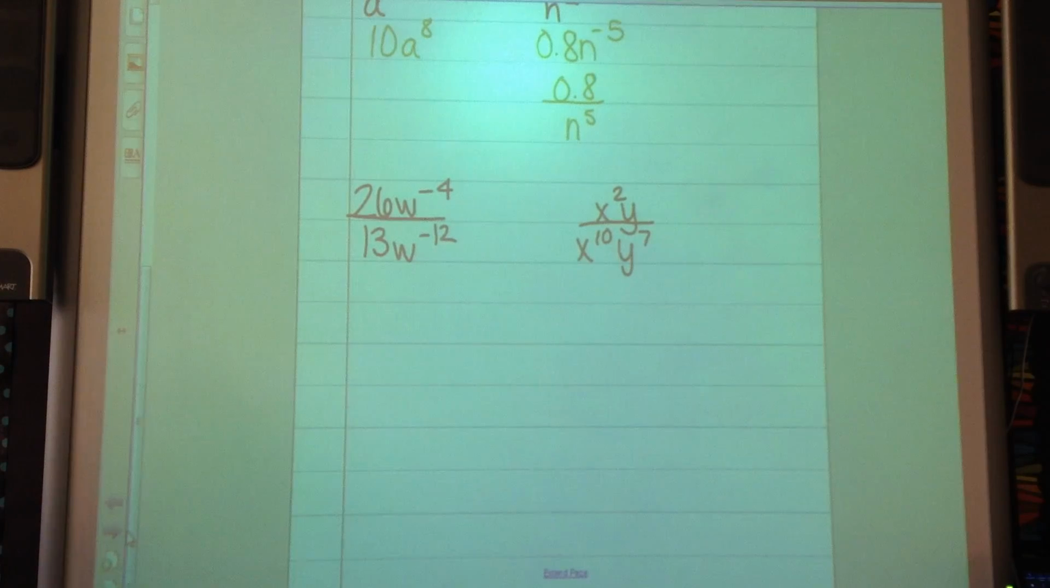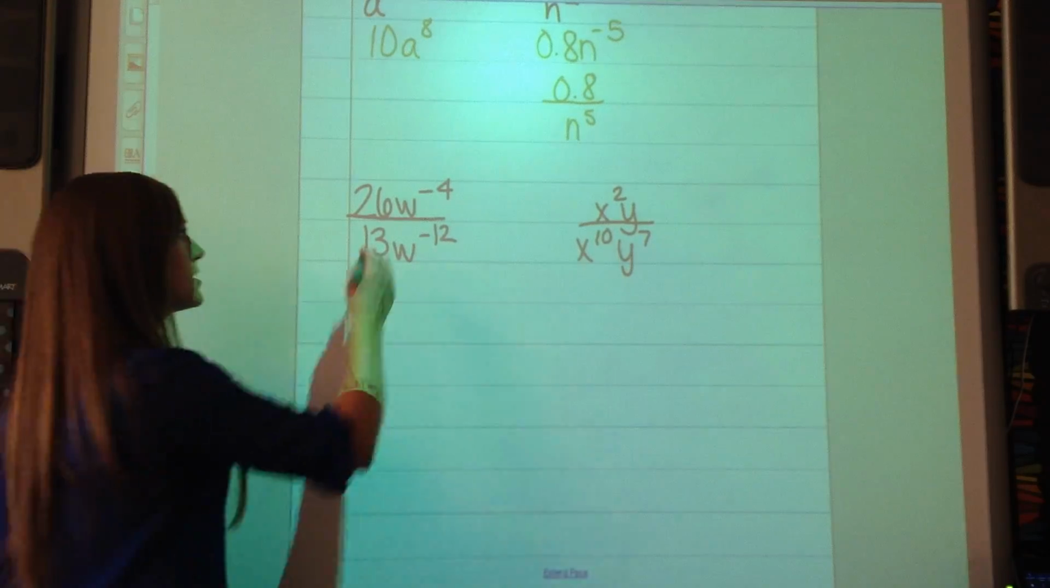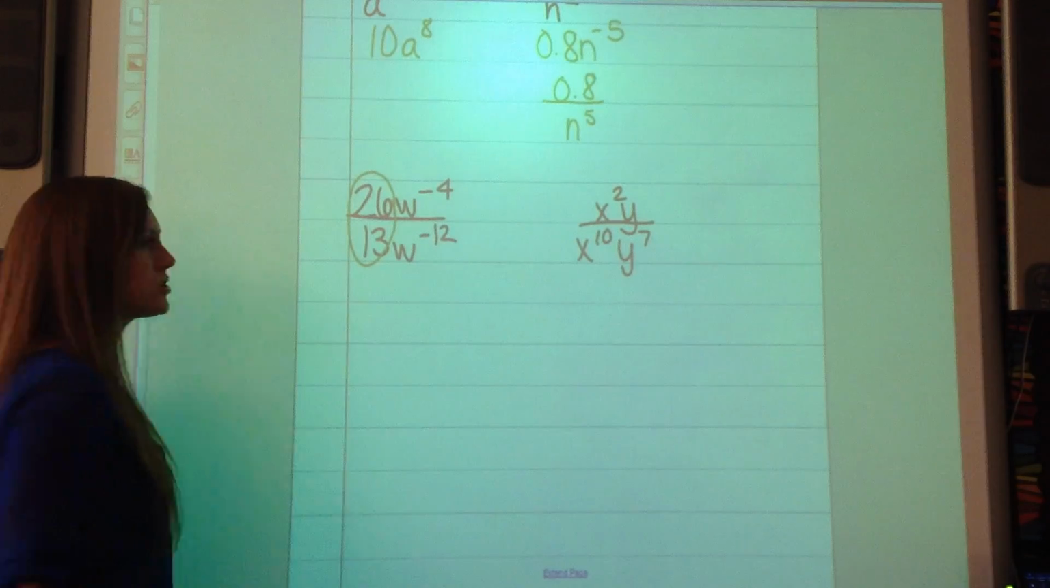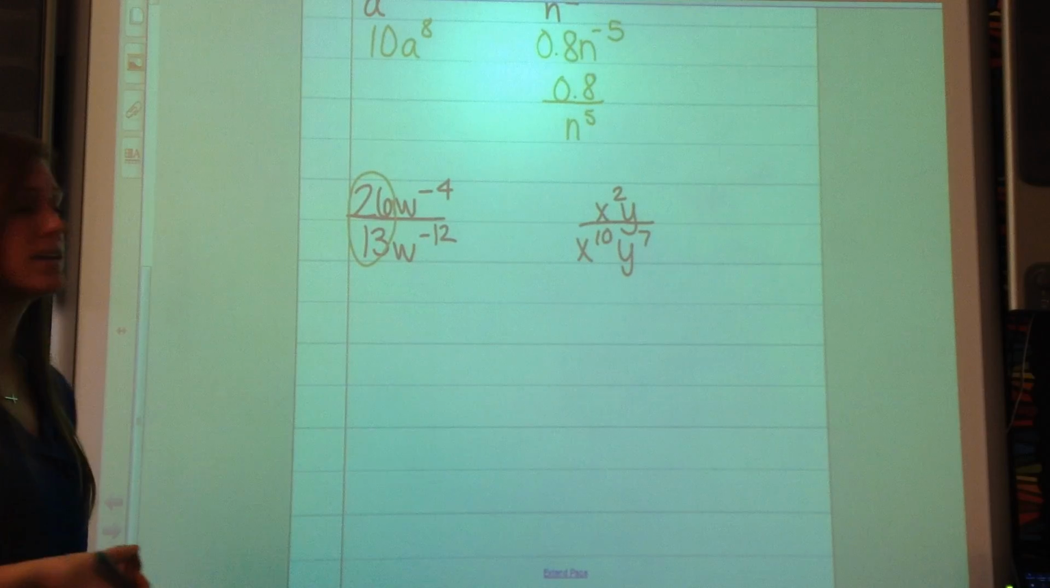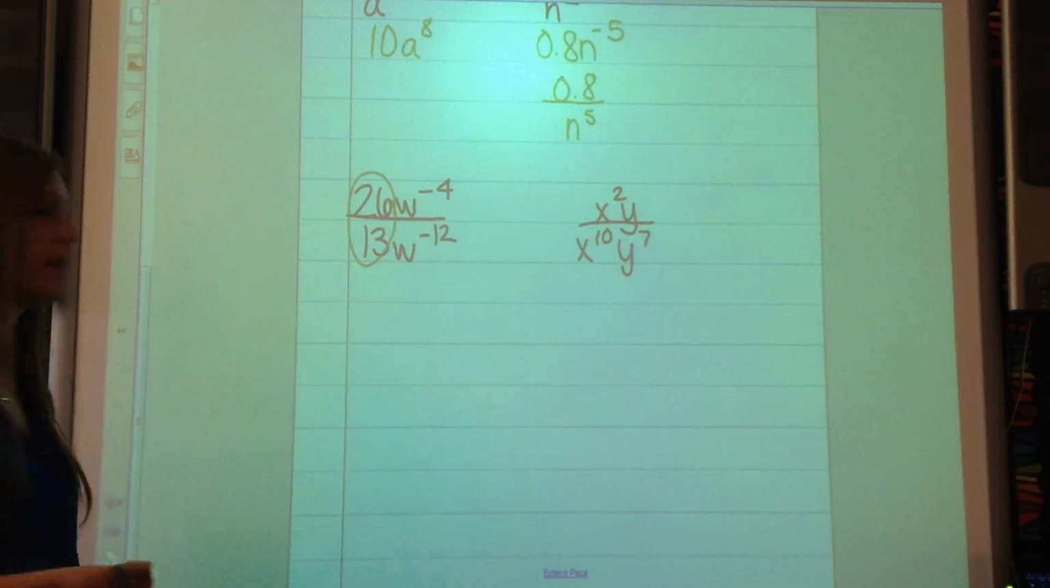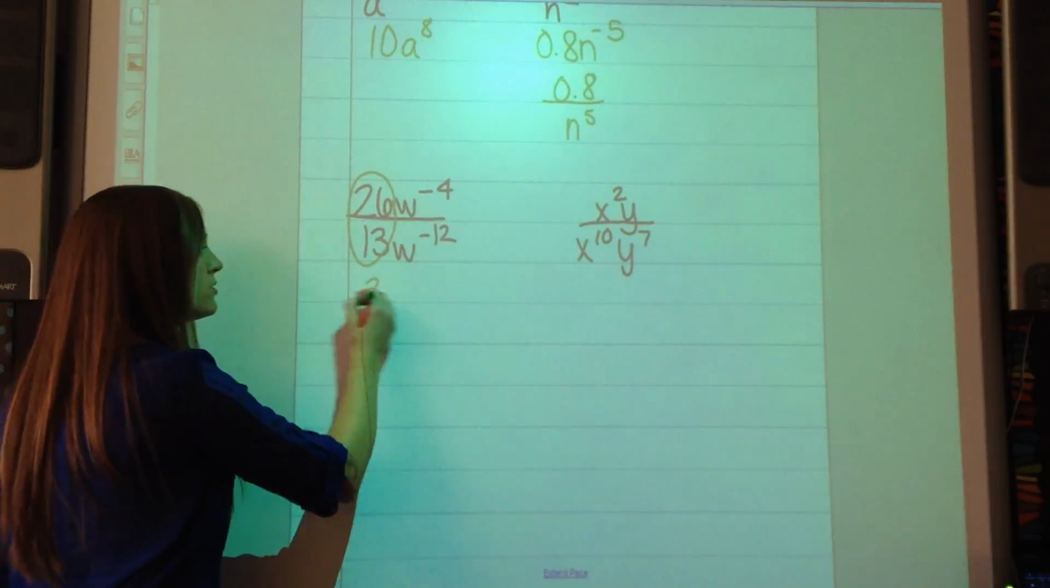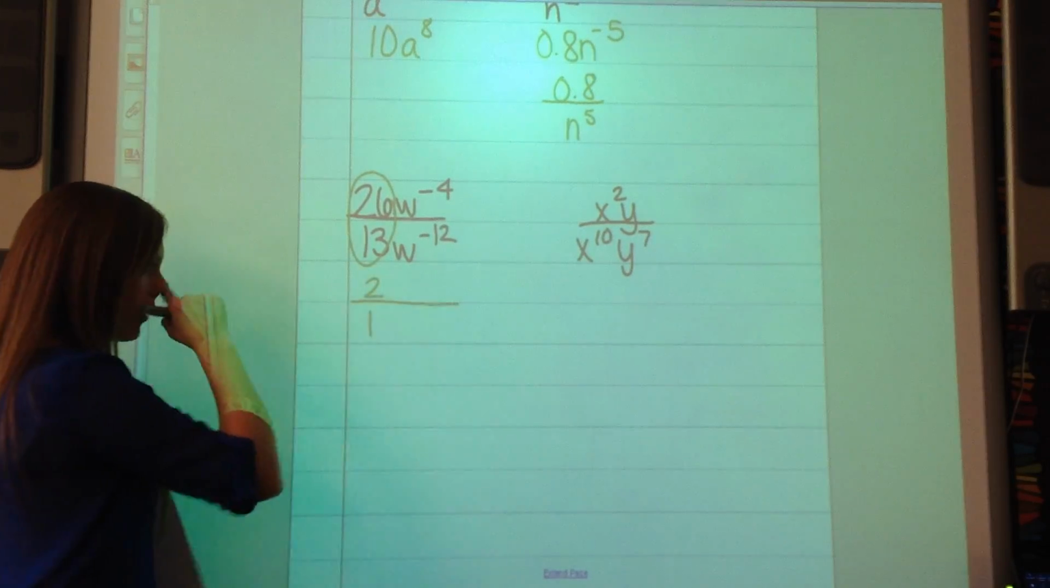Just like before, when you're working with coefficients and variables, you're going to split this into 2 parts. I see I have a fraction, 26 over 13. I need to pull out the greatest common factor, and I see that I can divide both the numerator and denominator by 13. So this becomes 2. 13 divided by 13 is 1.